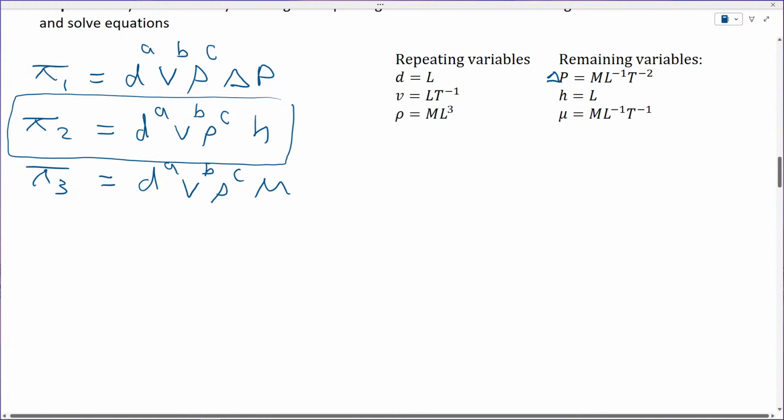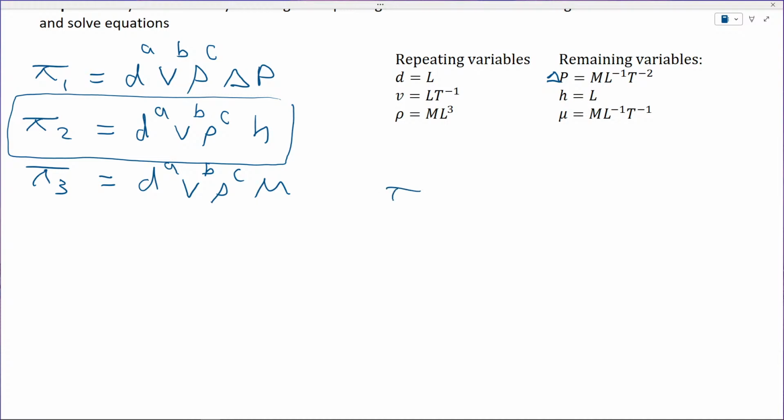If you just look at this second guy here, how could I make it dimensionless? Here you don't really need any dimensional analysis. You don't need to follow the systematic steps of the pi theorem. You can just put this guy here. This is d to the power a, v to the power b, and rho to the power c, and this is h.